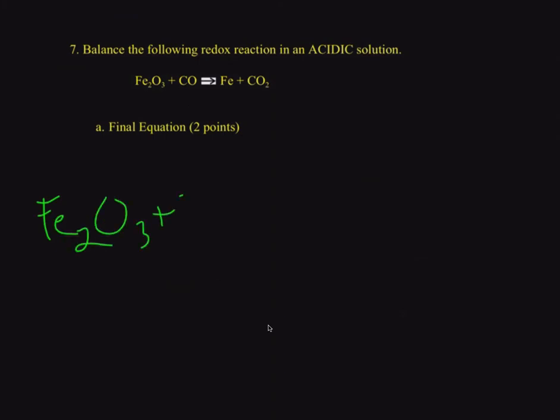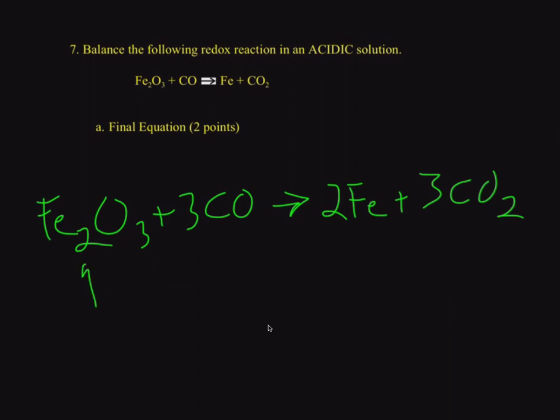Fe2O3 plus 3CO yields 2Fe plus 3CO2. And you can see that we have 2 irons on both sides. We have 3 carbons on both sides. And we actually have 3 times 2, 6 oxygens on the left, and on the right we have 3 and 3 oxygens, so that makes 6. So the whole thing is balanced. That's the final equation here.